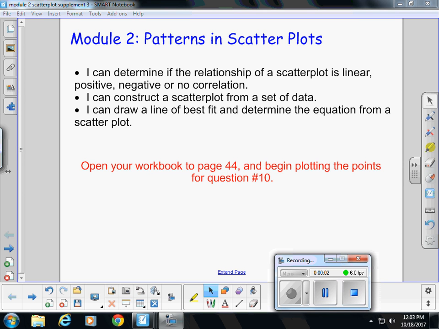Patterns and scatter plots. Open your workbook to page 44, and we're going to start. Today we're going to draw the line of best fit. We're doing bullet number 3. We're going to draw the line of best fit and determine the equation for the scatter plot.